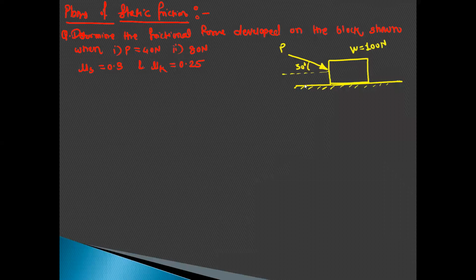Okay, so now we will solve the problems on static friction. So this is the first problem given. The question is: determine the frictional force developed on the block as shown in the figure when the force P, which is acting on the block, is 40 Newton, and the second condition is it is 80 Newton. Two values of coefficient of friction are given. One is static friction, 0.3, and the kinetic friction, 0.25.